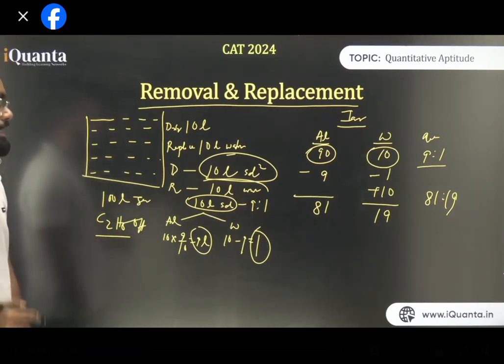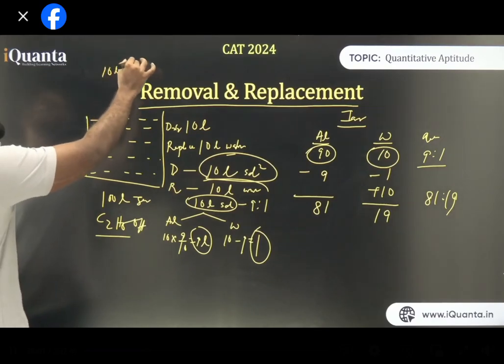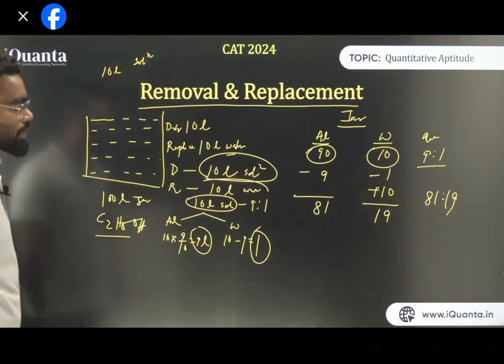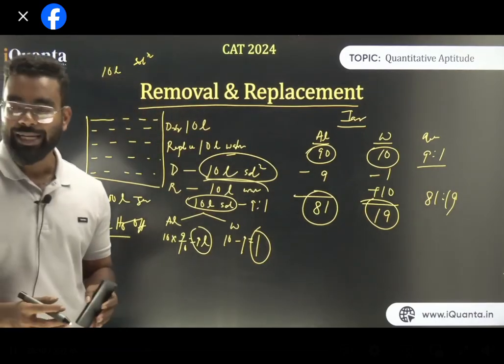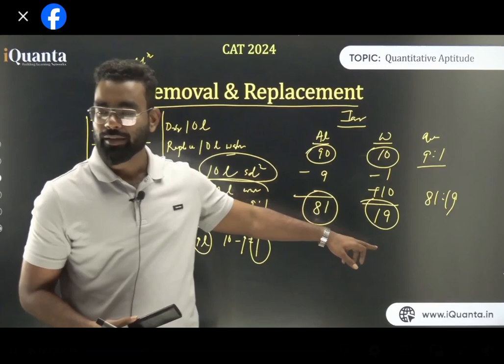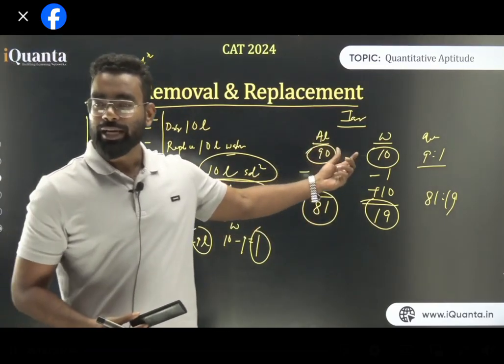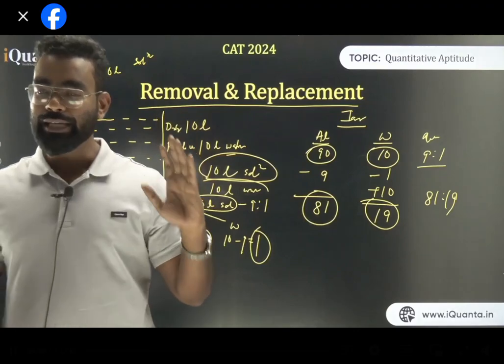Again you have done the same thing a third time. Now you again remove 10 liters of the solution. This 10 liters should be divided in the ratio 81 and 19, because you cannot drink only the 19. How did we get 19? 10 minus 1 is 9, and you added 10 liters of water, so 9 plus 10 is 19. Is it clear, all of you guys?